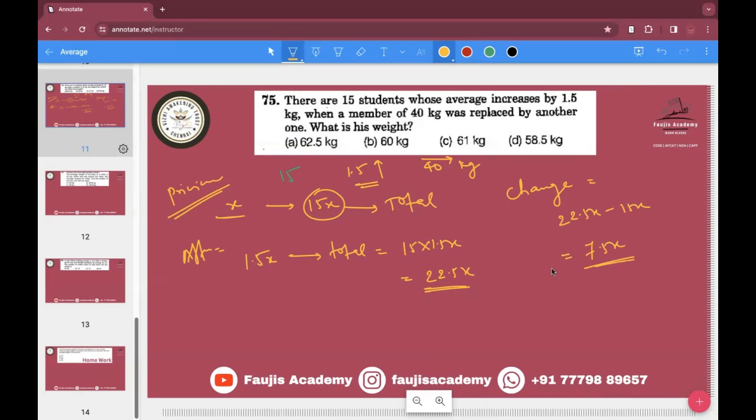And this change is brought by whom? A new member. This change is brought by the new member. So if we reduce this change over here, this change is brought by the new member, right?